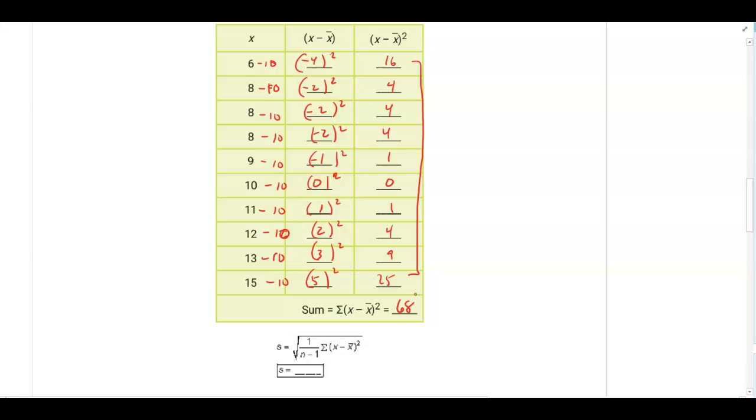Now, with that, if I get 68, now I know s squared is equal to that sum there. So I'm going to take 68 divided by, I had 10 pieces of data. So 10 minus 1 gives me 68 over 9, which gives me s squared equals 7.56. Now I'm going to take the square root of both sides, and s gives me approximately 2.75.